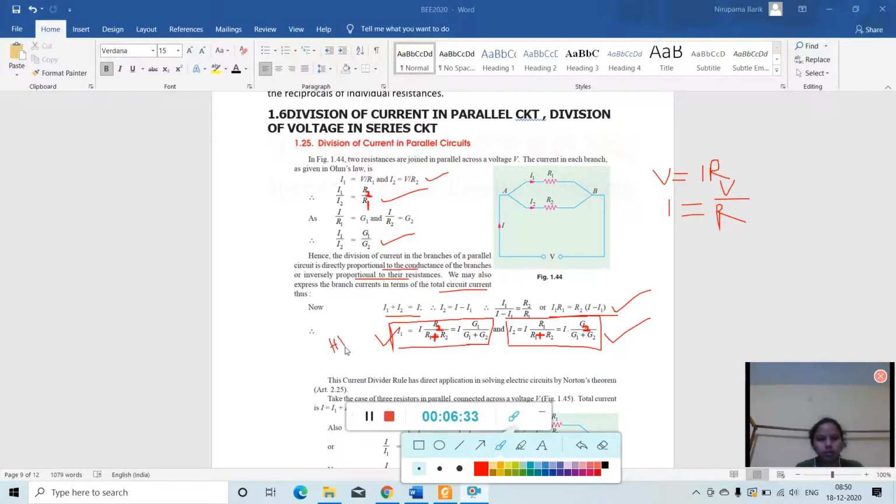Find out I1 and I2 from the above expression.